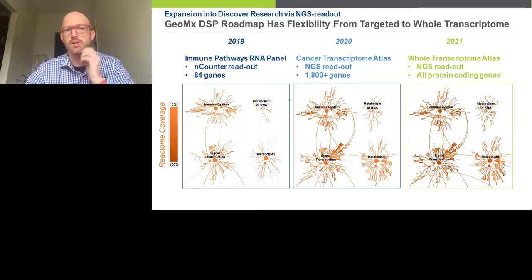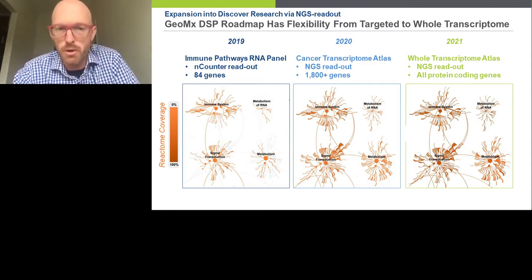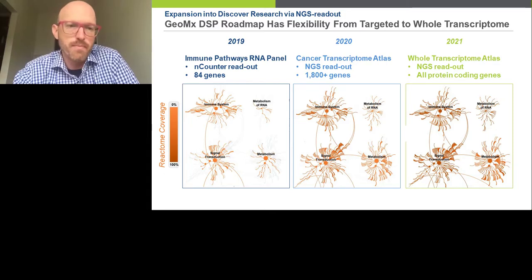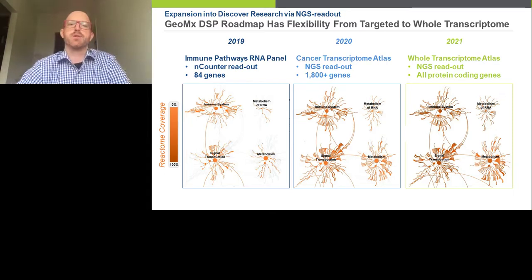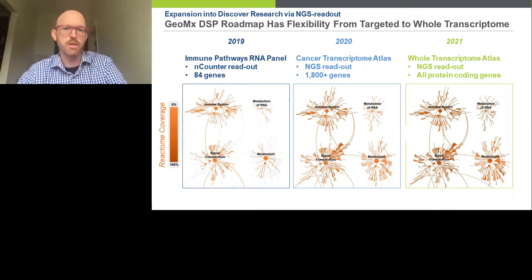And then just to introduce you to what we're launching early next year, the whole transcriptome atlas. This will be for human and for mouse. The other two panels were for human, but you'll be able to measure basically the whole transcriptome in every single region of interest. So a truly unbiased assay. So all the protein coding genes.